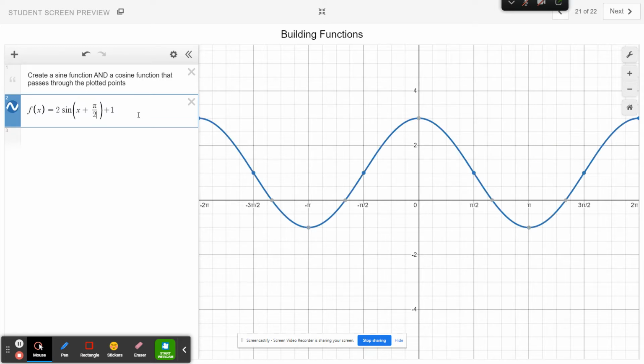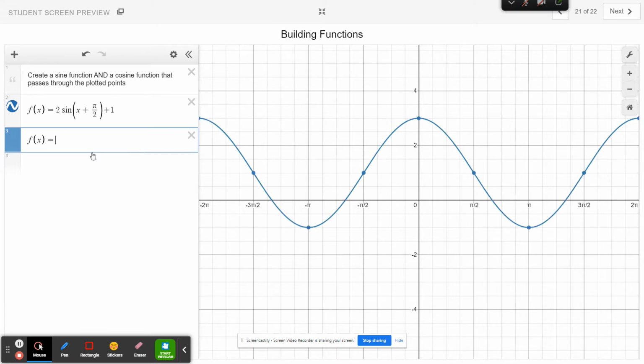Pi halves. Well, all right, so again, I found the straight dots there for my midline, that's going to be my k. And if the distance from that to the max is 2, that's my amplitude. I just wanted to find where my max was and move it over. I've got to do cosine.